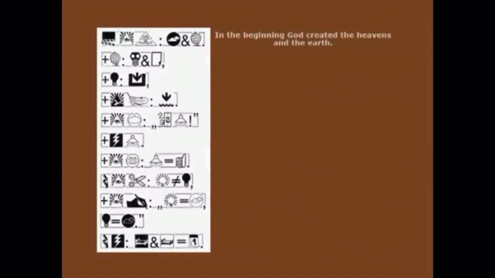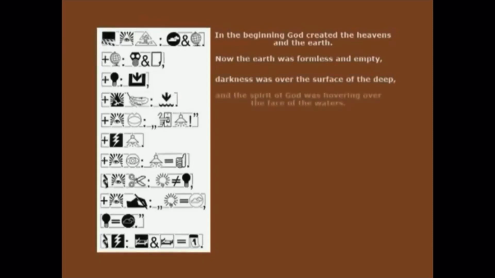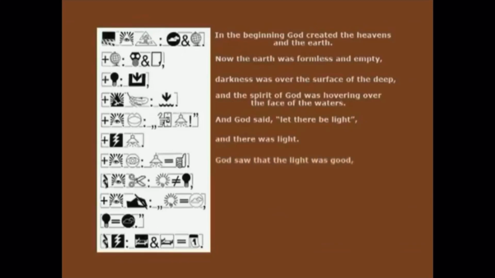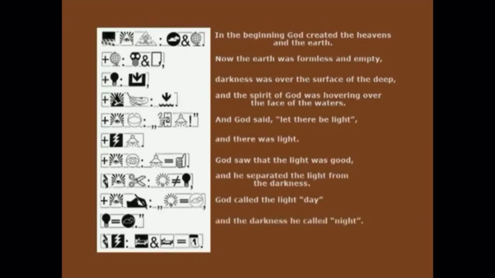In the beginning God created the heavens and the earth. Now the earth was formless and empty. Darkness was over the surface of the deep. And the Spirit of God was hovering over the water. And God said, "Let there be light." And there was light. God saw that the light was good. And he separated the light from the darkness. So God called the light day, and the darkness he called night. And there was evening and there was morning, the first day.